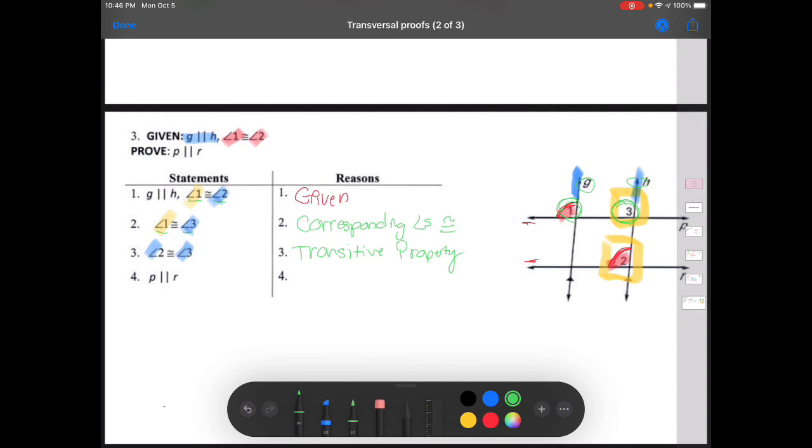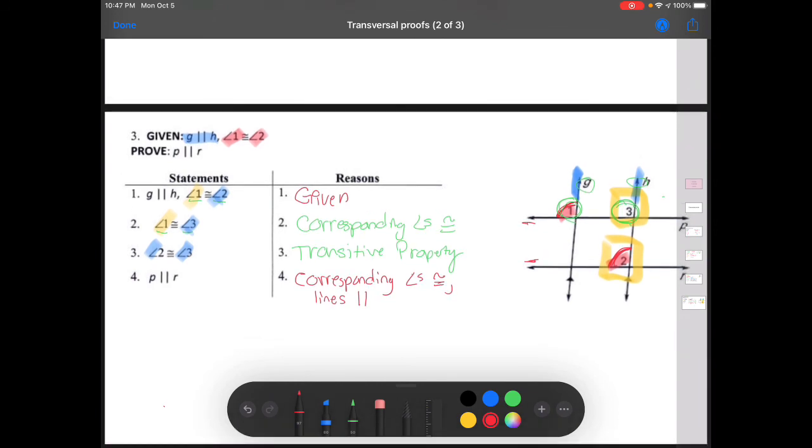And then, since we now know that 2 and 3 are the same, we can use their angle pair to prove the lines are parallel. So if the angle pair is true, then the lines have to be parallel, right? And those are corresponding angles. So our last reason will be: because corresponding angles are congruent, the lines are parallel.